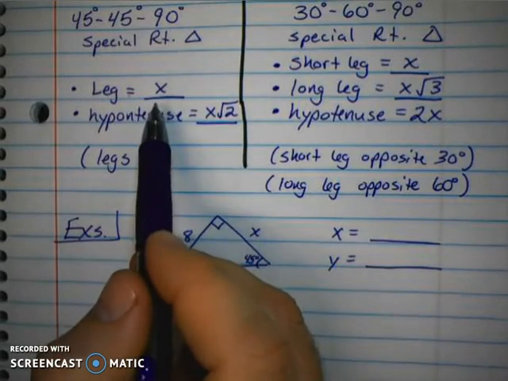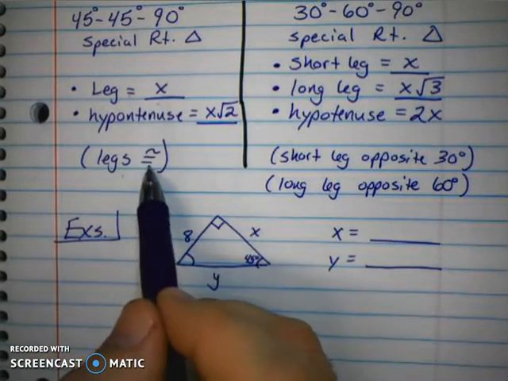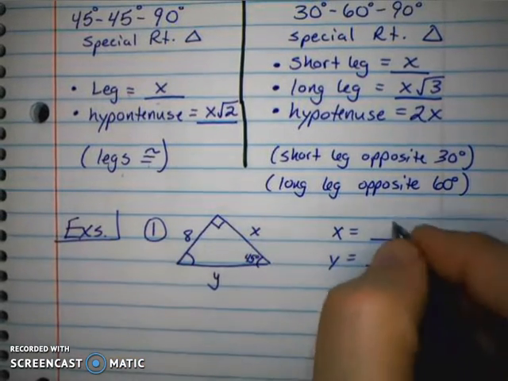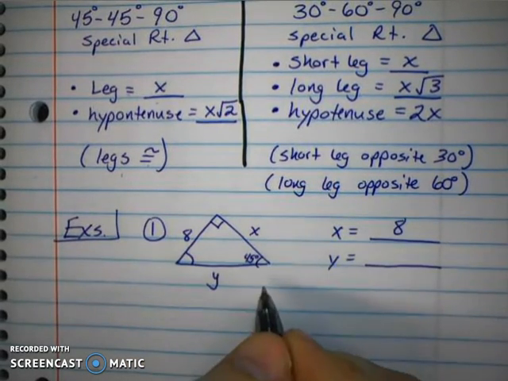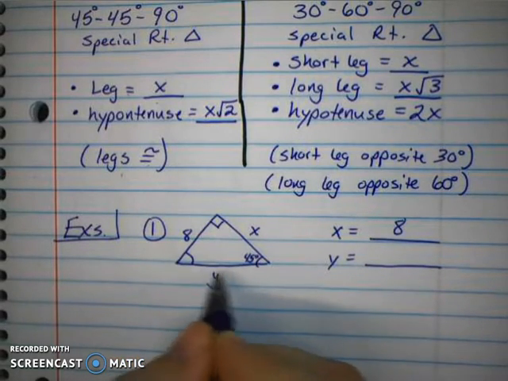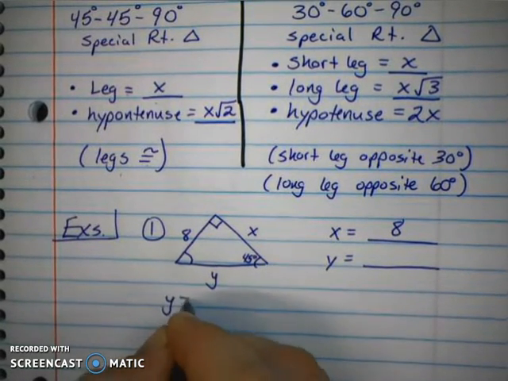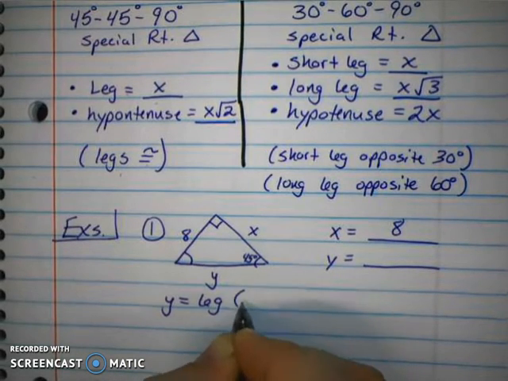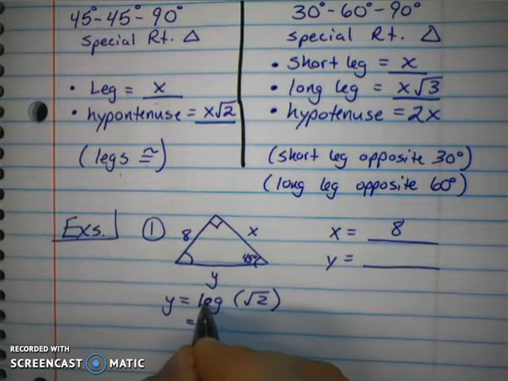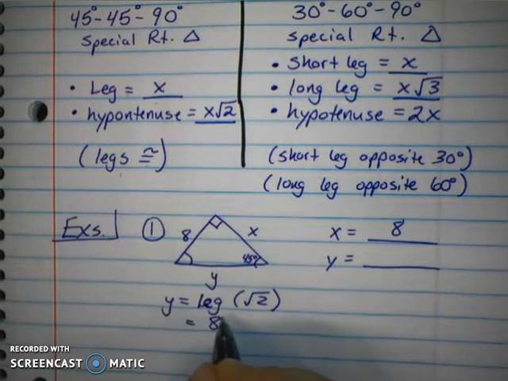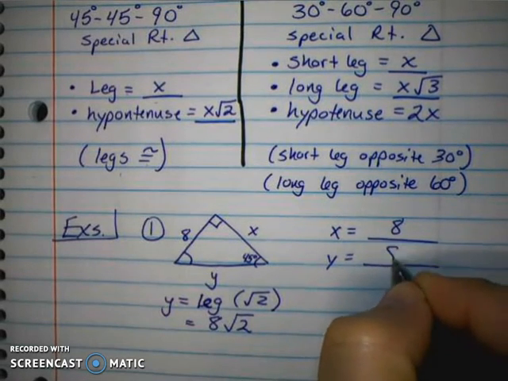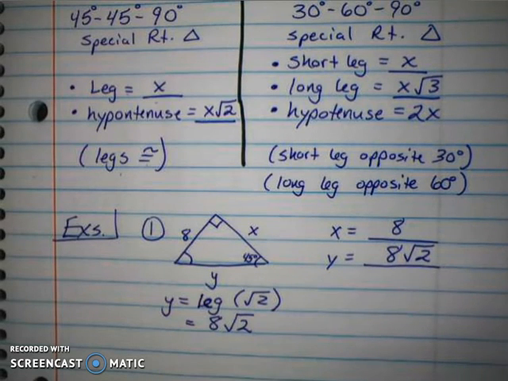We know the legs are both the same. Okay, legs are congruent. So I already know what x equals in this case. Since this leg is 8, the other leg has to be 8. And I don't need to use the Pythagorean theorem here because I'm using these facts. So to find out what this hypotenuse is, I'm going to have to take the leg times the square root of 2. Well, in this case, the leg is 8, times the square root of 2. That is already simplest radical form, so I just refer to y as 8 square root of 2.